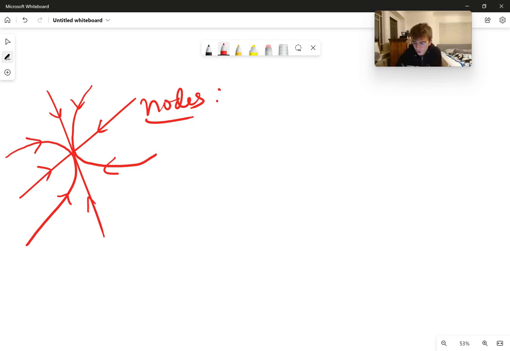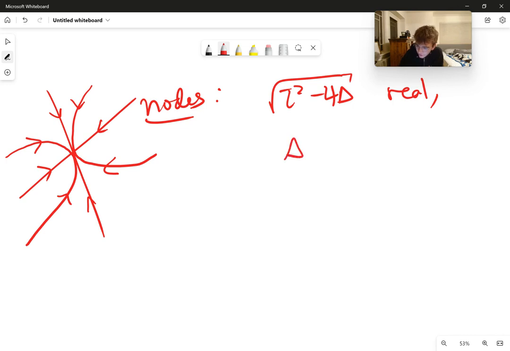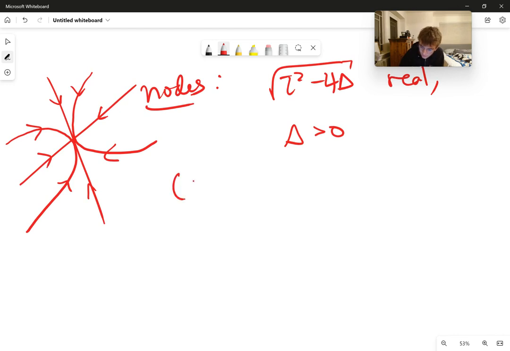Okay, and they occur when this key square root, tau squared minus 4 determinant, is real and less than tau. So essentially this square root is real and determinant is positive. Okay, and then we'll talk about the cases in stable and unstable in a minute, but saddles actually just occur when determinant is negative, okay? And if the determinant is negative, this thing is automatically real, so we don't need to worry about it, okay?